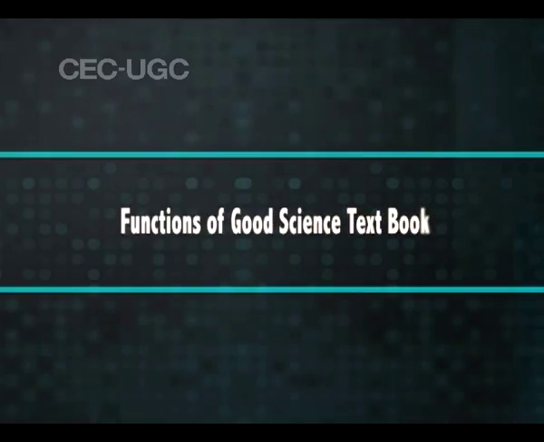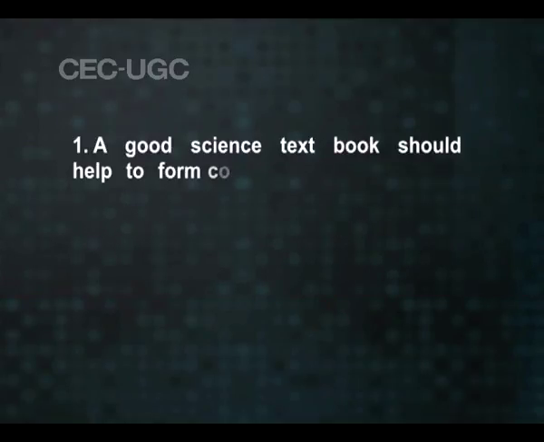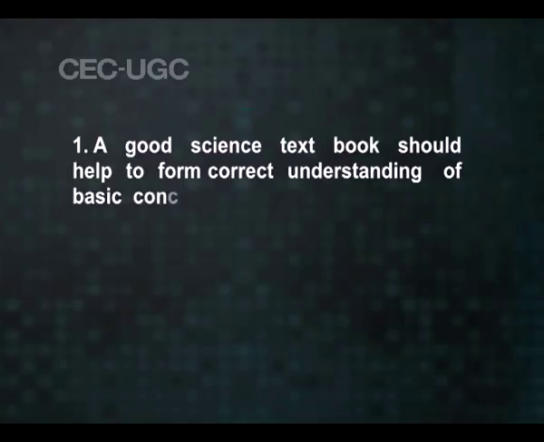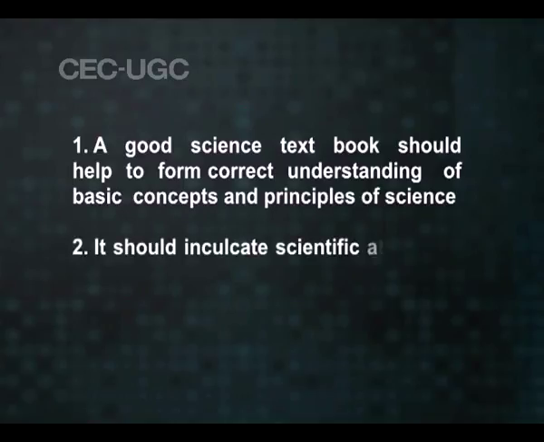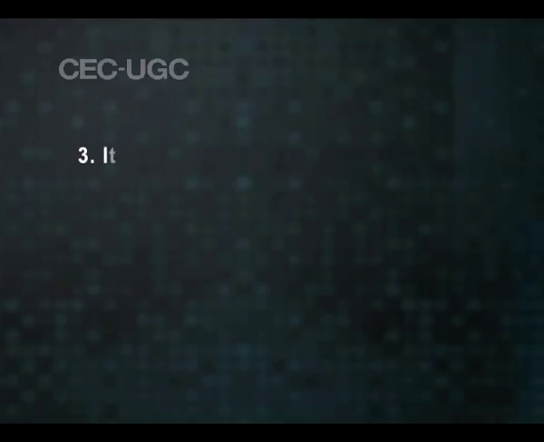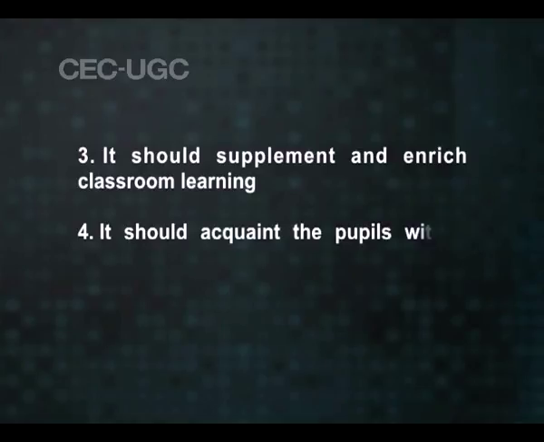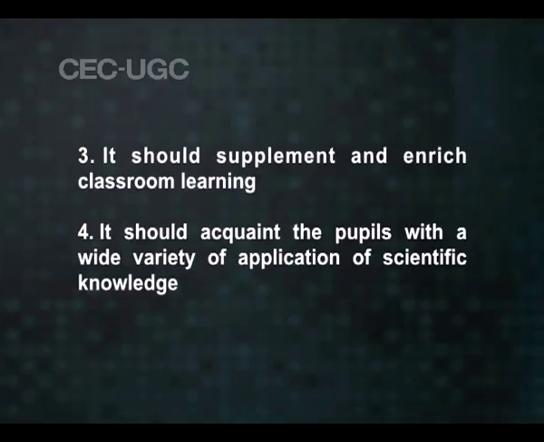Functions of a good science textbook. A good science textbook should help to form a correct understanding of basic concepts and principles of science. It should inculcate scientific attitude in the pupils and develop an understanding of the scientific method. It should supplement and enrich classroom learning. It should acquaint the pupils with a wide variety of applications of scientific knowledge.